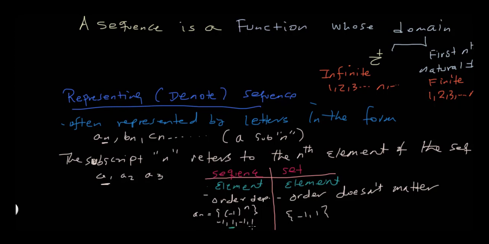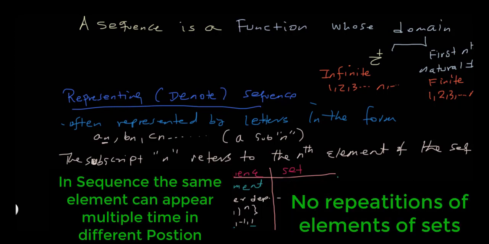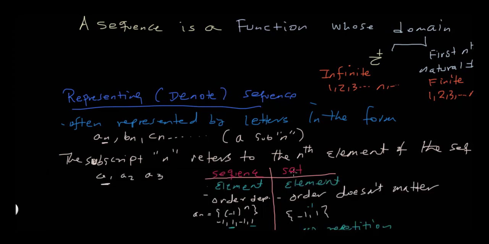Look at this one. Maybe you can write this as -1, -1, 1, 1, but you have 1 here, 1 here, and -1, -1 here. So the same element can appear multiple times, in different positions, in a sequence. These are the main differences between a sequence and a set. But still keep in mind that a sequence is a function, but a set is not a function.